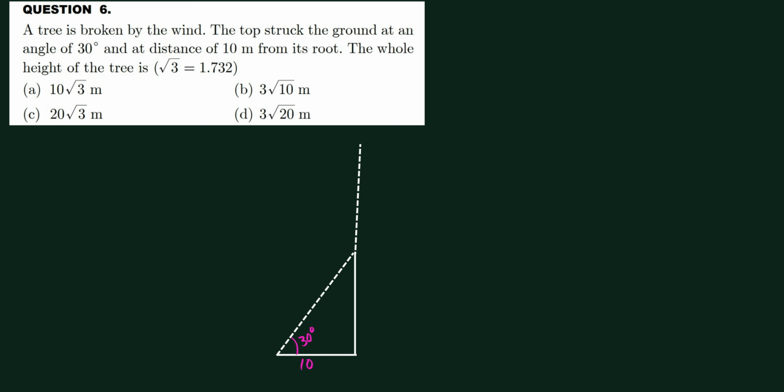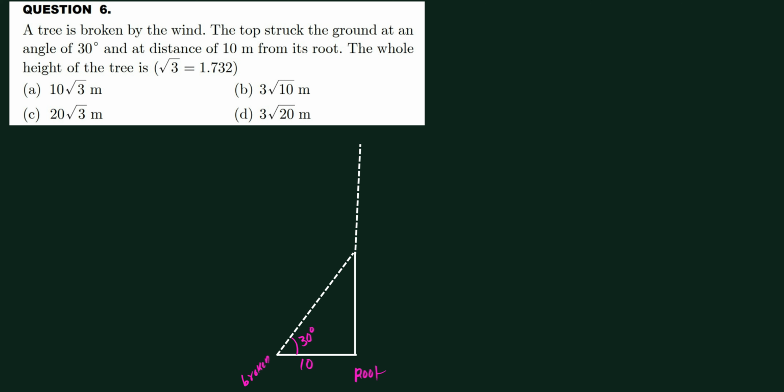So let us say this is the root part. Here we have the roots, and this is the broken part fallen here. The top of the broken part has fallen here, right? So we need to find the total height of the tree. Listen, we need to find the total height of the tree.